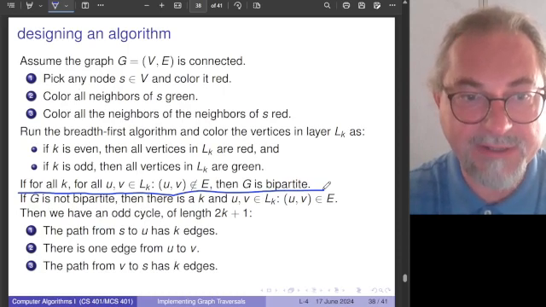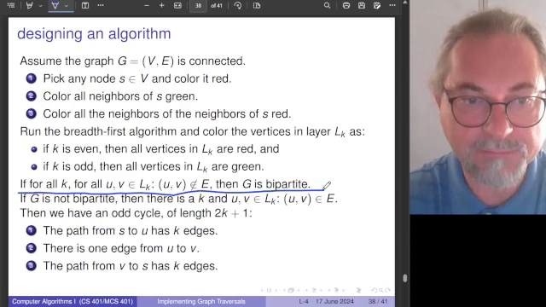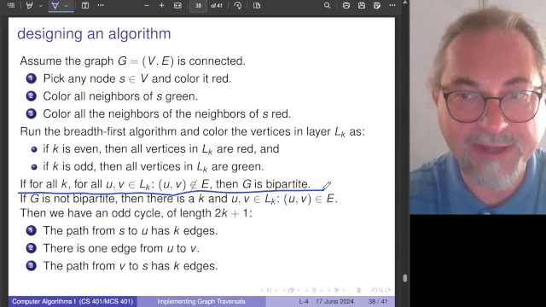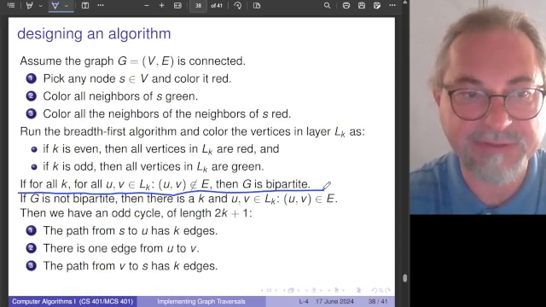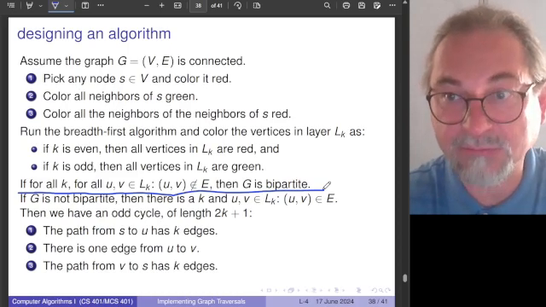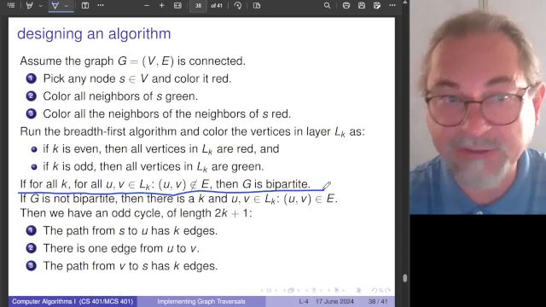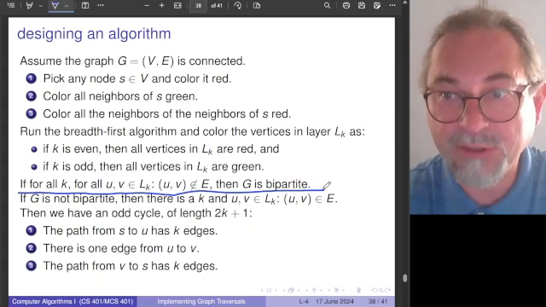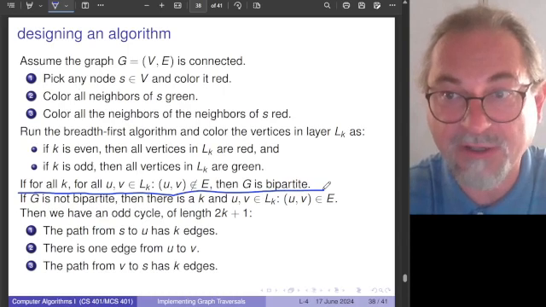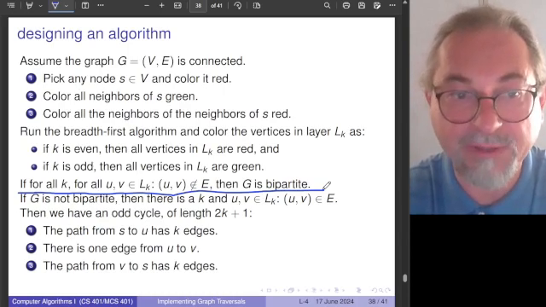Here, if there is no edge between, then as long as that happened, it is bipartite. So here you see the algorithm actually running the breadth first search algorithm. We computed the shortest paths, but we are also going to decide whether the graph is bipartite or not.